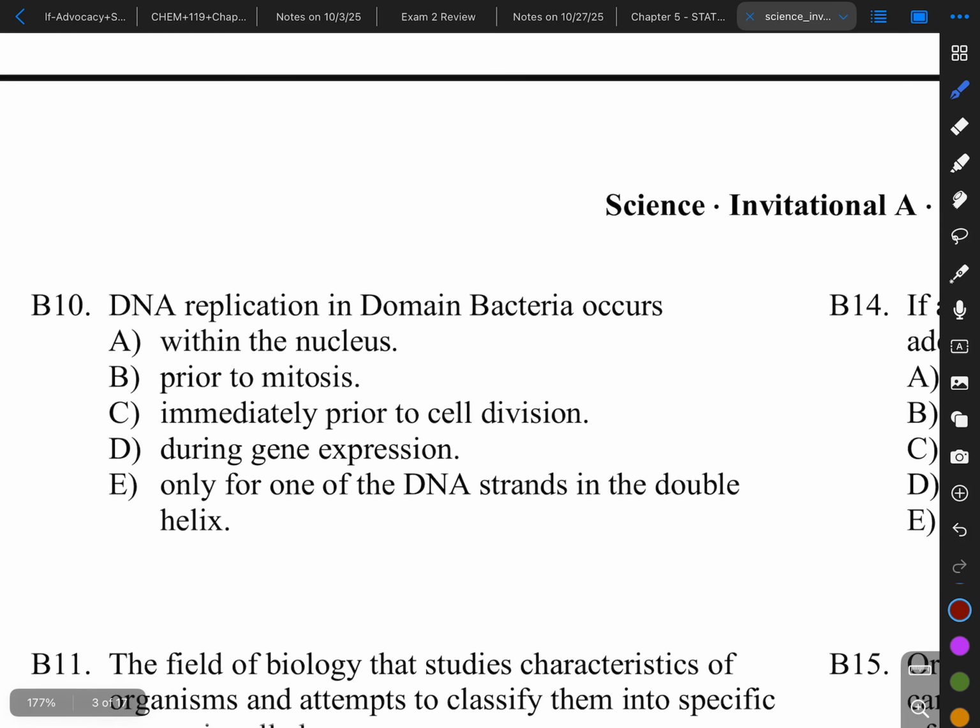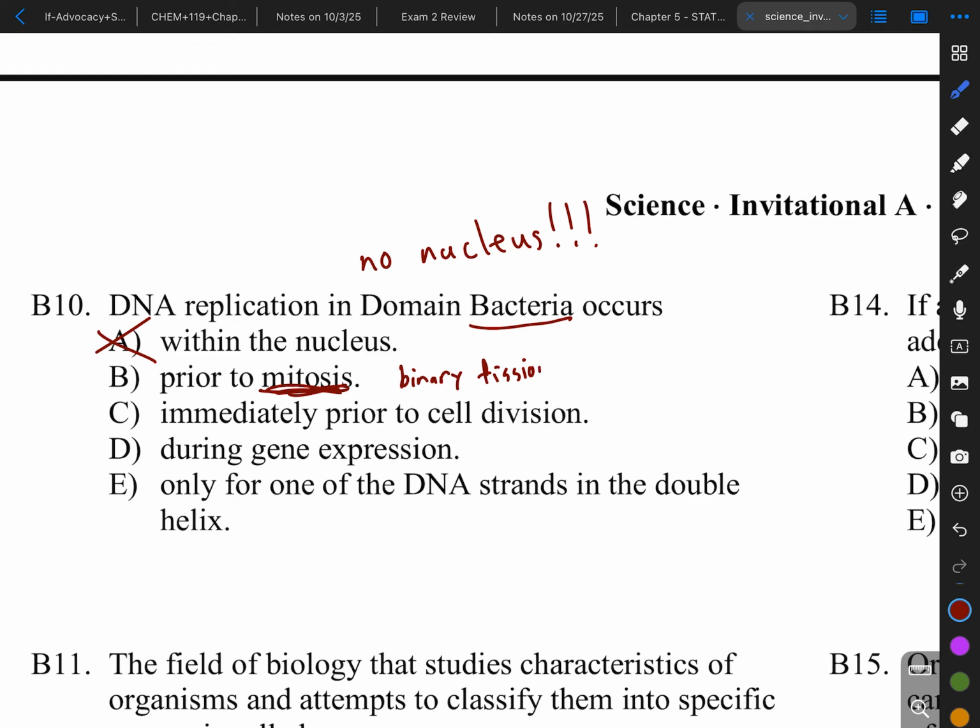For 10, DNA replication in domain bacteria occurs where? So we know it's a bacteria. Keep in mind, prokaryotes like bacteria do not have a nucleus. Make sure to keep that in mind here. So you can immediately get rid of A right there. Now, prior to mitosis, eukaryotes do not do mitosis. They do binary fission. Prokaryotes do not do mitosis. They do binary fission. So B's out.